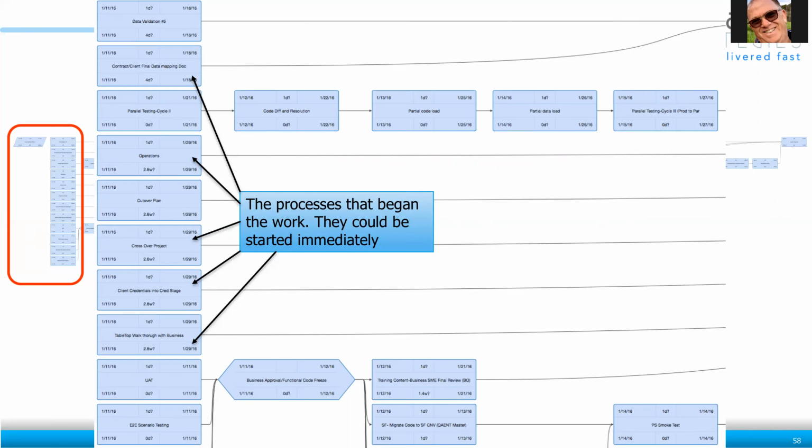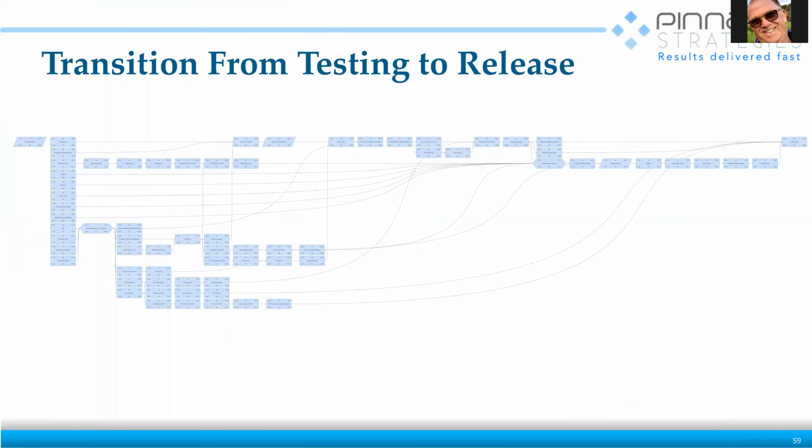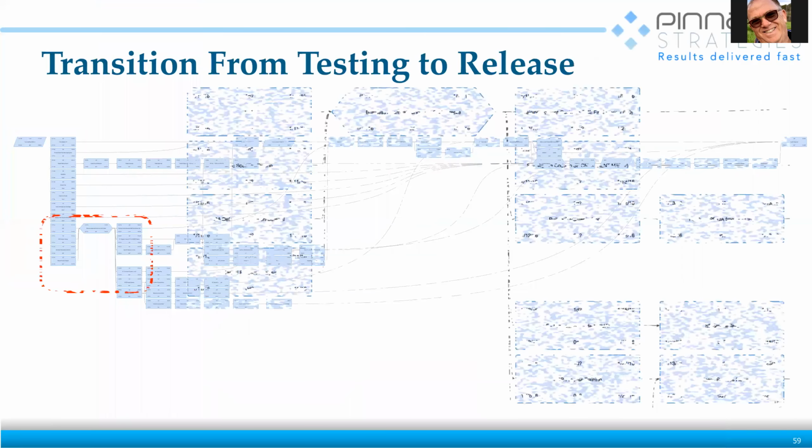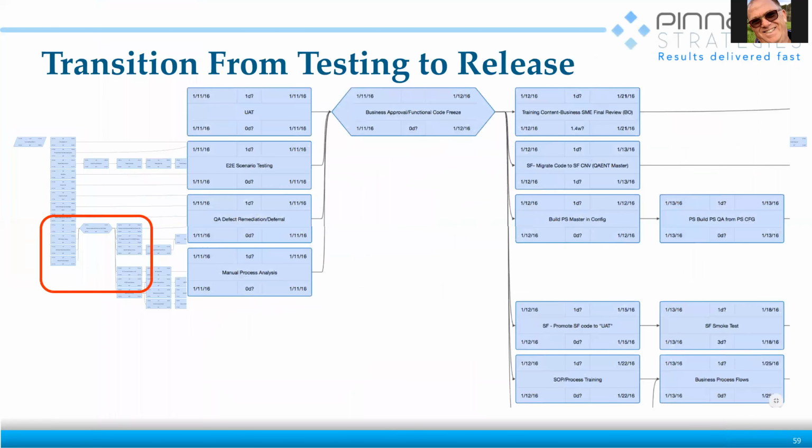So we would say, well, okay, how do we put that into a board? We've got all these things that start on day one and they can all run simultaneously or in parallel. I don't know. But we were able to transition. We were able to see different stages of the project. So here's the transition from testing to release.